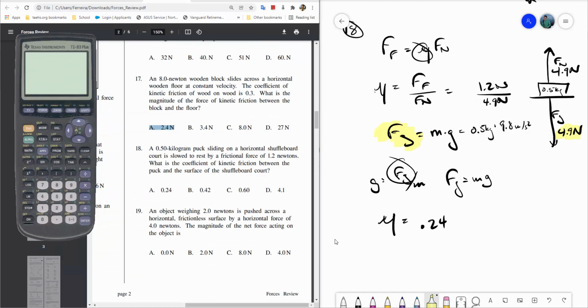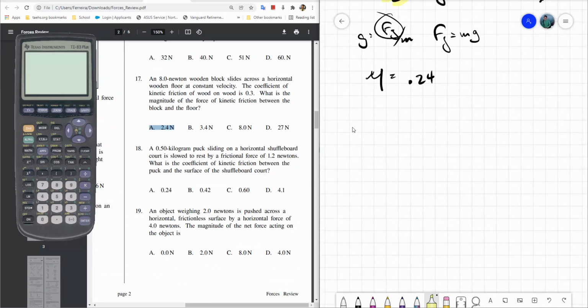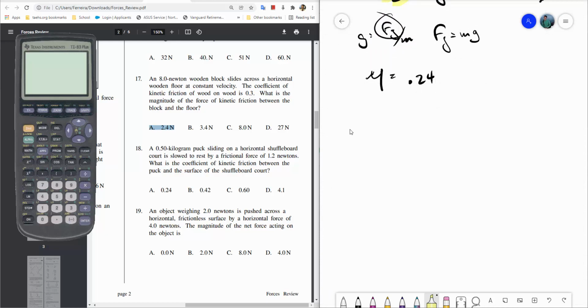Moving on to question 19. An object weighing 2 newtons is pushed across a horizontal frictionless surface by a horizontal force of 4 newtons. The magnitude of the net force acting on the object is what? So a reminder. Sorry, forgot to change the highlighter for 19. Looking for the net force. The net force is the sum of all the forces.